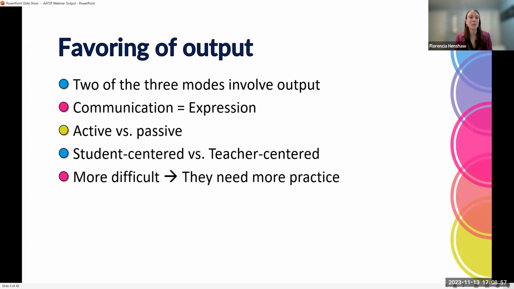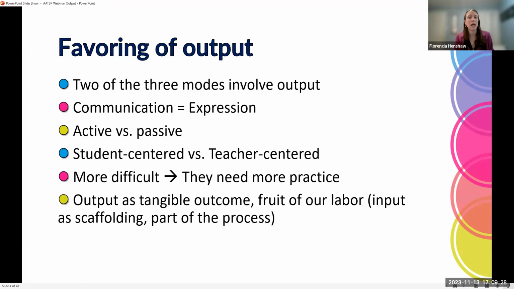And then the other perhaps reason why we favor output in what we do in class is, well, output is more difficult. That is absolutely true. Comprehension always precedes production, so students always understand more than they can say. So then we fall into thinking, well, see, they're good with input, they're understanding everything. Let's practice more output because that's where they're struggling. So we tend to think that they need more practice and therefore we do more output. But is that really the best way of getting them there?